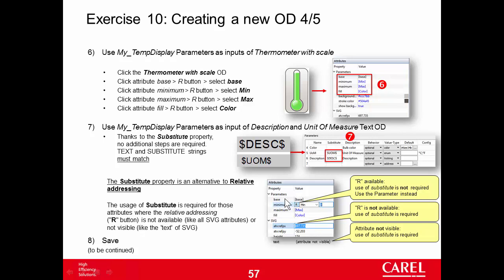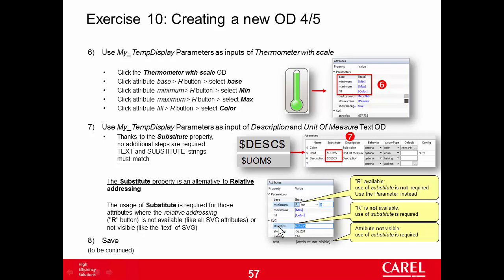To understand this, we have to see the parameters, what options are available in the parameter. You can see that there are parameters like this, the base, minimum, maximum, fill and so on, that have the R button that enables the relative addressing. So I can write that the minimum parameter of this thermometer widget is the min parameter of this main widget. So basically, the input of a widget can be the input of the next level of the widget.